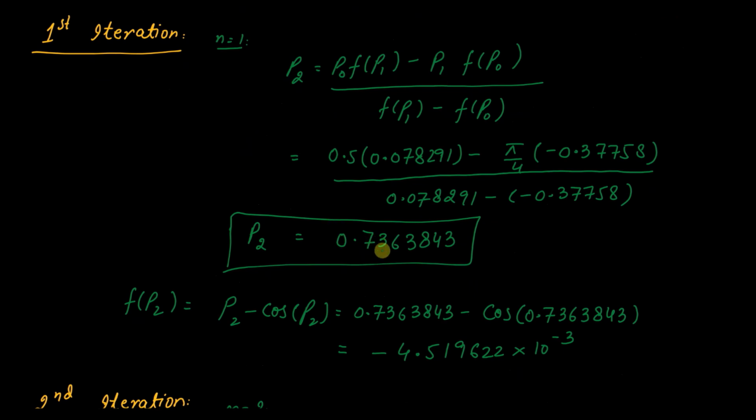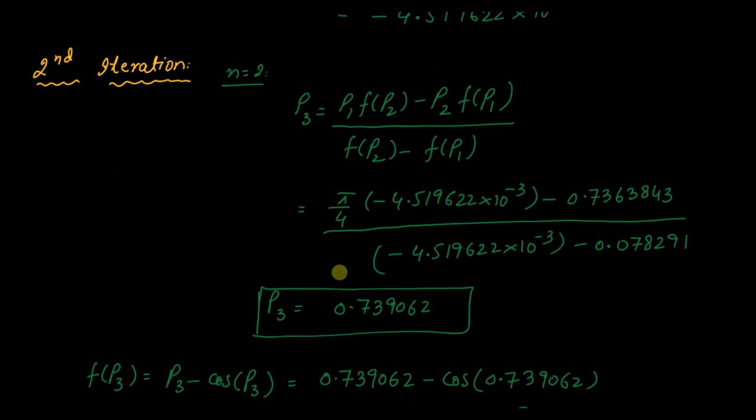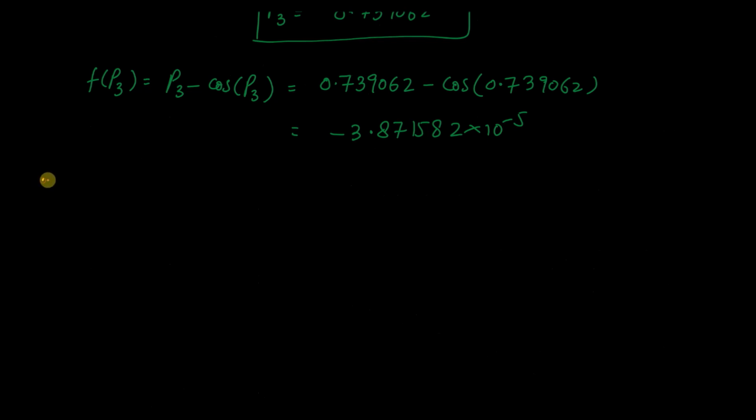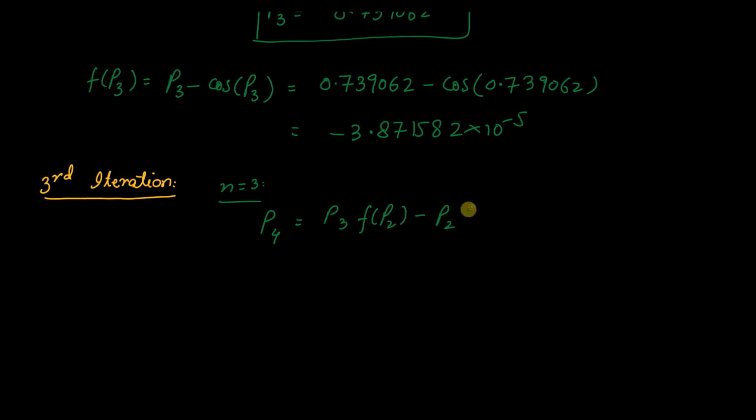So for P2, we have 0.7363, and for P3, we have 0.7390. So we got the accuracy to 2 decimal places. So let's go for the third iteration. In that case, we need to substitute n equals 3 in our generic formula. So the customized formula will become P4 equals P3 f of P2 minus P2 f of P3 divided by f of P3 minus f of P2.